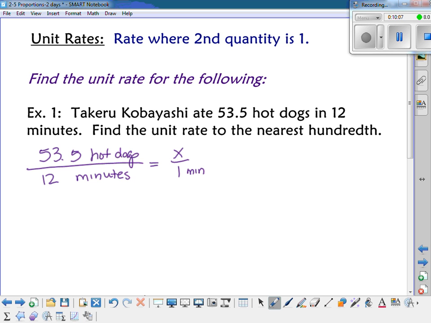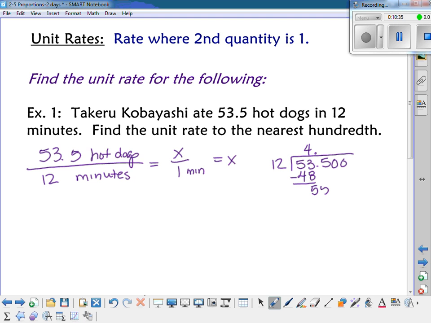Well, x over 1 is just the same as x. And so really all this is a division problem. I just have to divide the 12 into 53.5. So that's what I'll do. 12 divided into 53.5. And I'm going to add myself a couple decimal places there because we want to do it to the nearest hundredth. 12 goes into 53 4 times. 4 times 12 is 48. I subtract that. I have a remainder of 5.